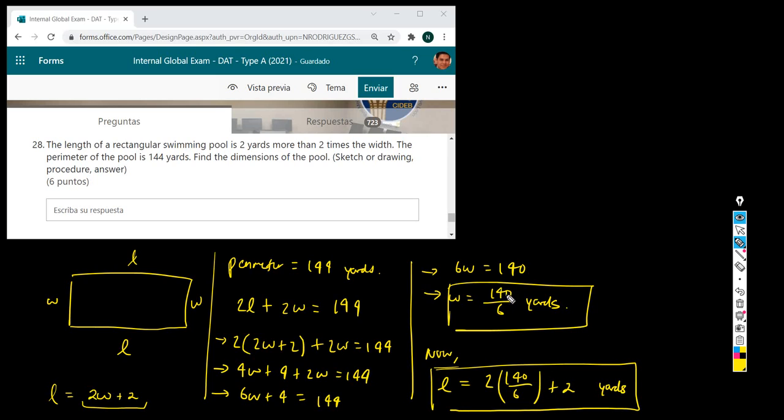In the end, if you simplify this into decimals, I think this was 23.3 and this was 48.3, close to those numbers, something close to these two numbers, the width and the length. And that solves this problem.